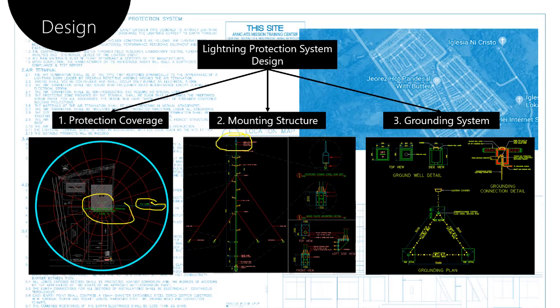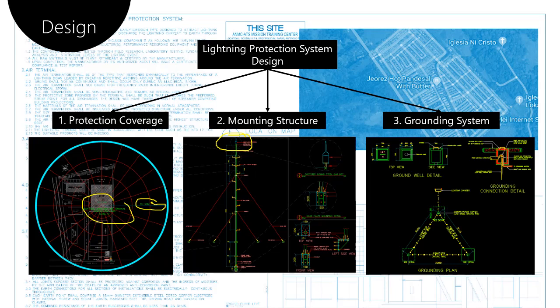So second is the mounting structure. The mounting structure layout will basically detail the plan on how the design will hold the air terminal. So this is the air terminal part, and the mounting to the building extending to the roof. So that's the mounting structure. Basically, focus on extending your lightning air terminal and mounting it at the highest point.